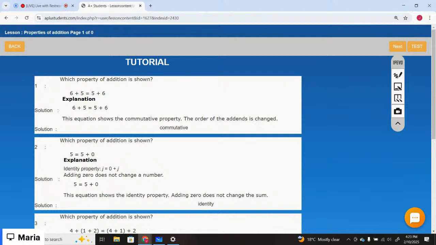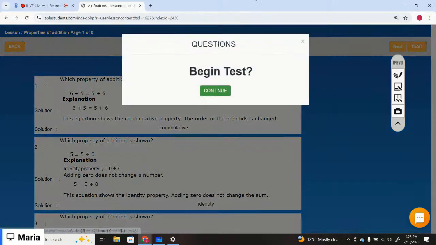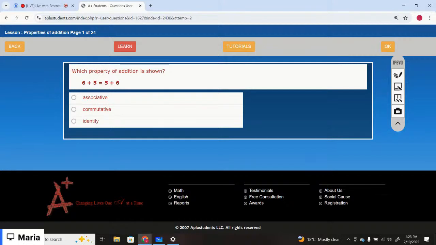Let's just start with the test questions. We're going to learn the properties of addition. Which property of addition is shown? 5 plus 6 equals 6 plus 5. So you have both sides, the numbers are exactly same. Just the positions of the addends are different. So that is the commutative property. The correct option is commutative.